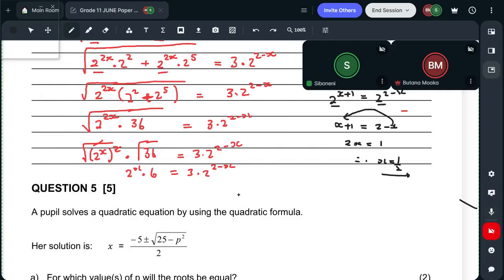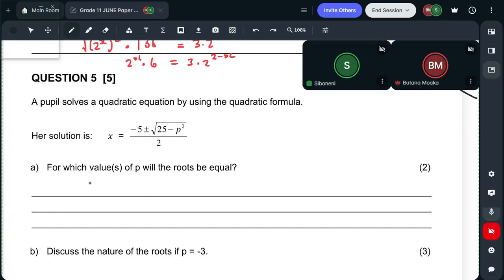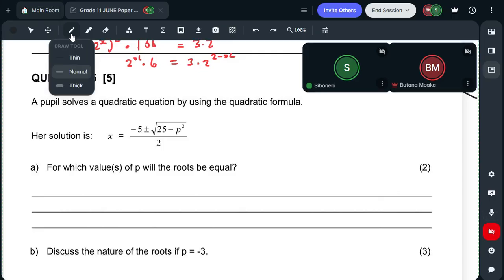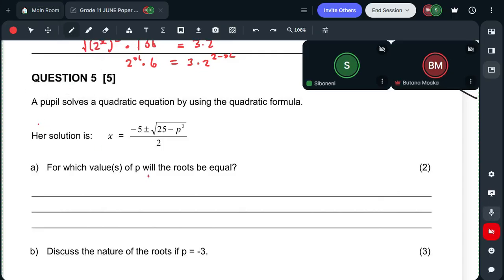That was fast. Did you do this one? Yes. And what's your answer? P equals 5 or P equals negative 5. Okay. Let's see. They want, for which values of P will the roots be equal? I think we did talk about this last time, the nature of the roots. Yes.